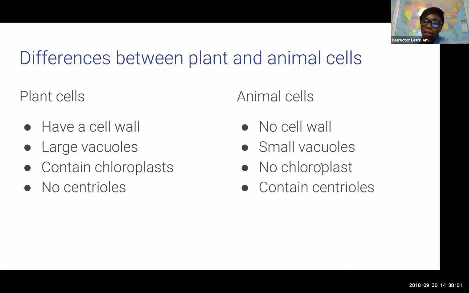Well, in the animal cell, once again, we do not see a cell wall. The vacuoles are much smaller. We do not carry chloroplasts, and we see the presence of the centriole, because the centrioles will serve as the anchor for the spindle fibers that will attach to the chromosome to help in division or making copies of the genetic information in our cells during cell reproduction.